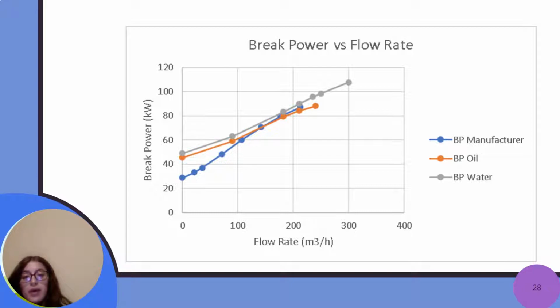Analyzing the brake power versus flow rate graph, it can be seen that the three curves have a similar growth behavior.